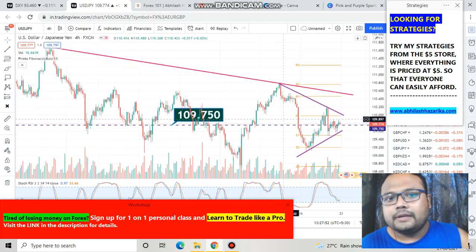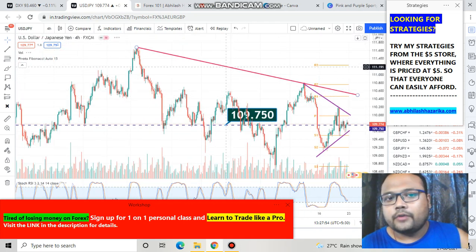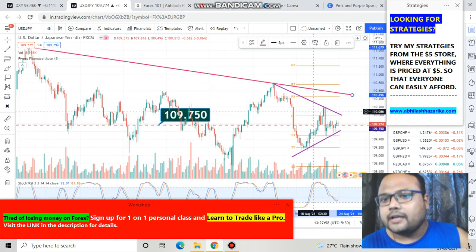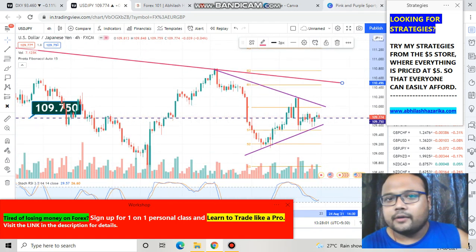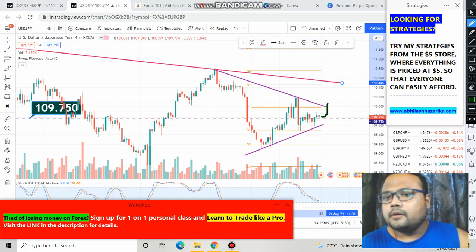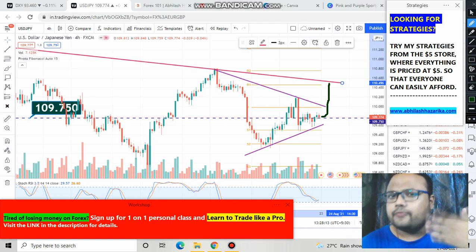Apart from this level, I tried to draw one trend line here, but you can see that the current market price is far away from this trend line. In the future also, if the market goes up from here, then this trend line may act as a resistance for the market. Therefore, if you want, you can also draw this trend line.